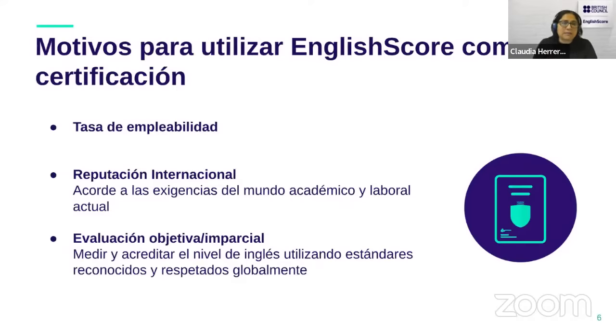¿Con qué finalidad? Obviamente, elevar la tasa de empleabilidad. Porque sabemos que en Perú, de acuerdo al último reporte del diario Gestión, dominar inglés implica que podamos ganar hasta un 30% más de salario.